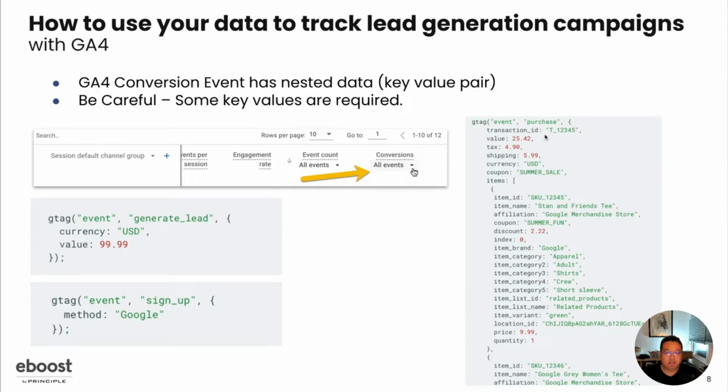Like transaction ID, the value of it, the tax, the shipping amount, currency, what coupon they use. You might have multiple items attached to that one order. So it might have SKU item information, a discounted amount for that particular product, the category information, and so on and so on. So as you can see, one conversion event comes with possibly multiple valuable pieces of information that you want to tack on. So when you design the lead gen campaign in GA4, it's not just firing the general lead, but you also want to take into consideration what kind of information you want to capture in GA4.